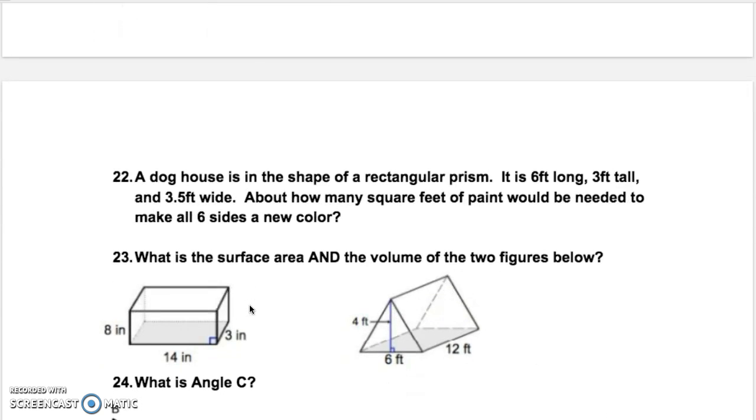Number 22, a doghouse is in the shape of a rectangular prism. It is 6 feet long, 3 feet tall, and 3.5 feet wide. About how many square feet of paint would be needed to make all 6 sides a new color? This is very similar to the fish tank question that we did on our MR18.